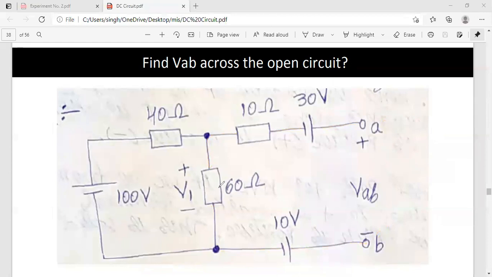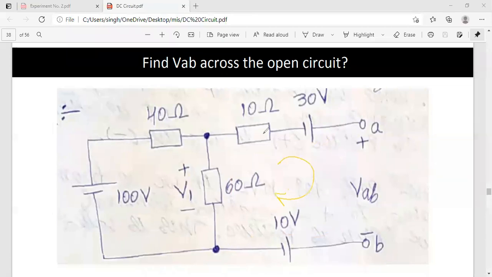So this V1 value I know, which I have calculated as 60 volt. Here my current passing is 1 ampere, so that accounts for 40 volt of voltage drop across this point. So this is this part of the circuit, which I just marked. Let's try to apply KVL here. I'll start with this and move in the clockwise direction. So this is my direction.